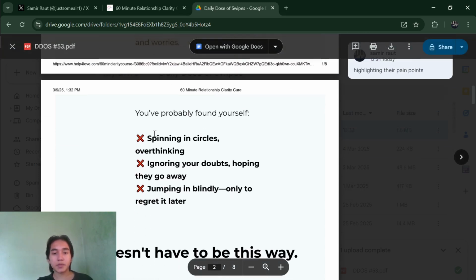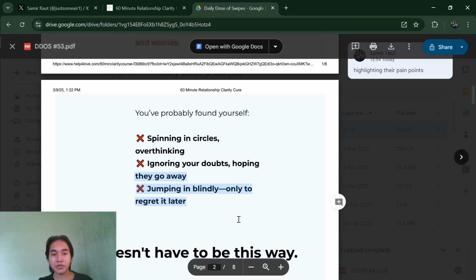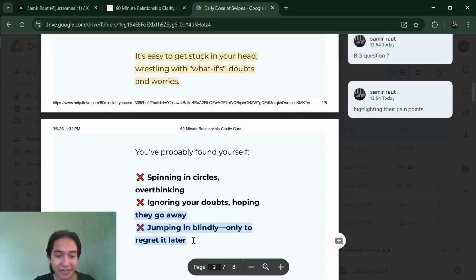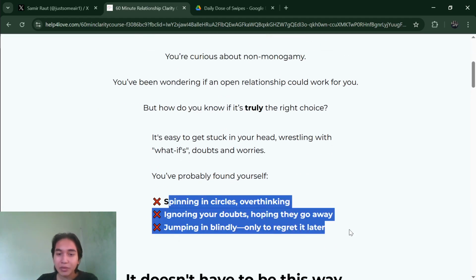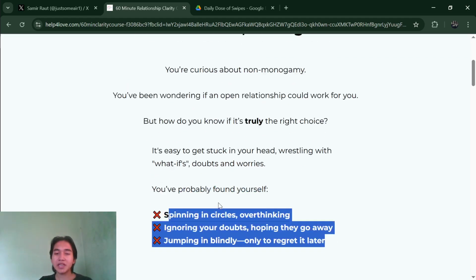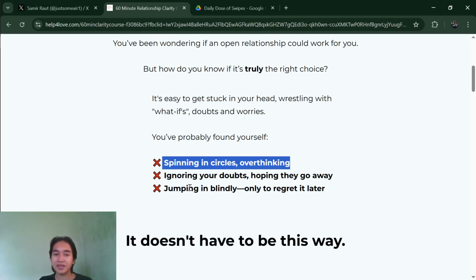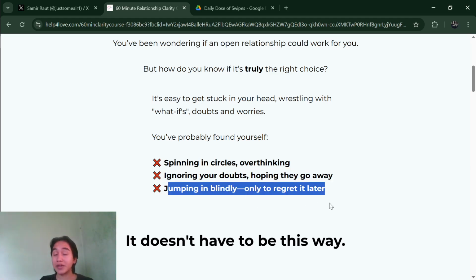You probably found yourself spinning in circles, overthinking, ignoring your doubts, hoping they go away, jumping in blindly, only regretting later. Now, I would change the copy in this section, because look at this. You can use this literally anywhere. It's so generalized, in my opinion. Spinning in circles, overthinking, that could work for fitness, that could work for finances, right? Ignoring your doubts, hoping they go away, same thing, right? It's generalized, you can use that in anything. Jumping in blindly, only to regret it later.